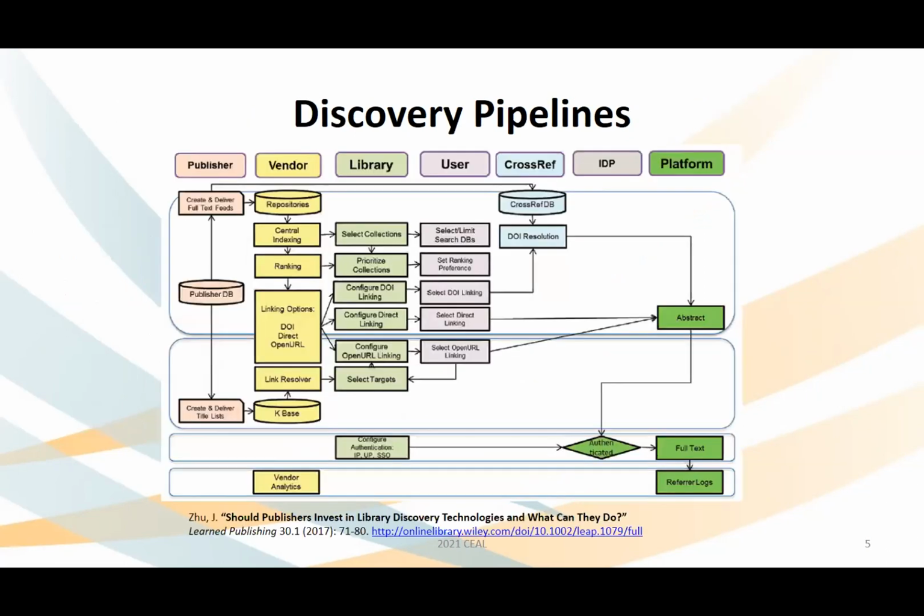In 2017, I published a paper, Should Publishers Invest in Library Discovery Technologies and What Can They Do? I presented a flow chart to show how data flows through multiple pipelines, from publishers to discovery service and link resolver vendors, to libraries, to researchers and readers, to Crossref, identity providers, to authentication tools, and finally to be delivered to the hosting platforms. You can see many steps are involved, and there are potential problems every step of the way.